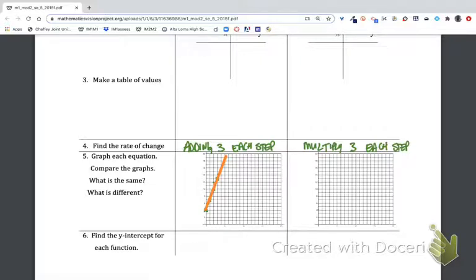For the next one, again, it starts at 4, but it quickly goes up and up and up. So it's going to be an exponential growth. The y-intercept, b equals 4. So our y-intercept would be 0, 4. And the same thing is happening here.